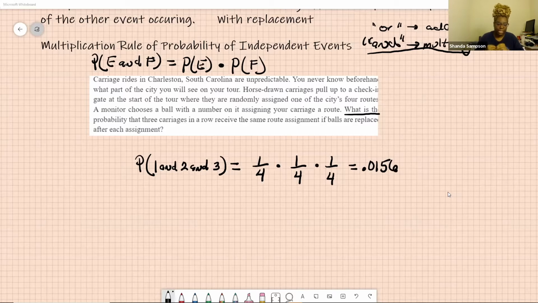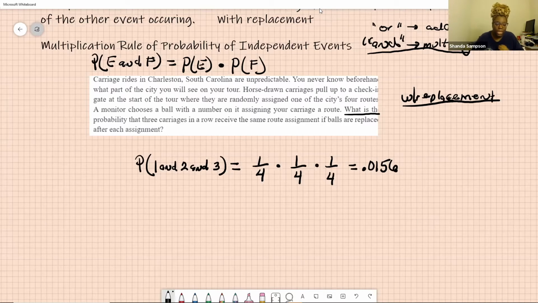So with that example, let's move on to where we're going. With this, we had with replacement. The balls were replaced after each one. This is with replacement. So let's move on. Let's talk about without replacement. What do we do when it's without replacement? Well, how does that work? Then these events would be what?